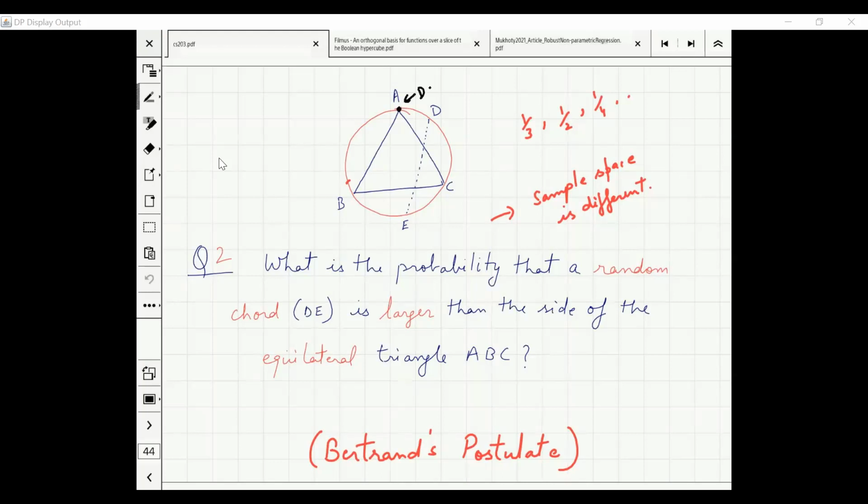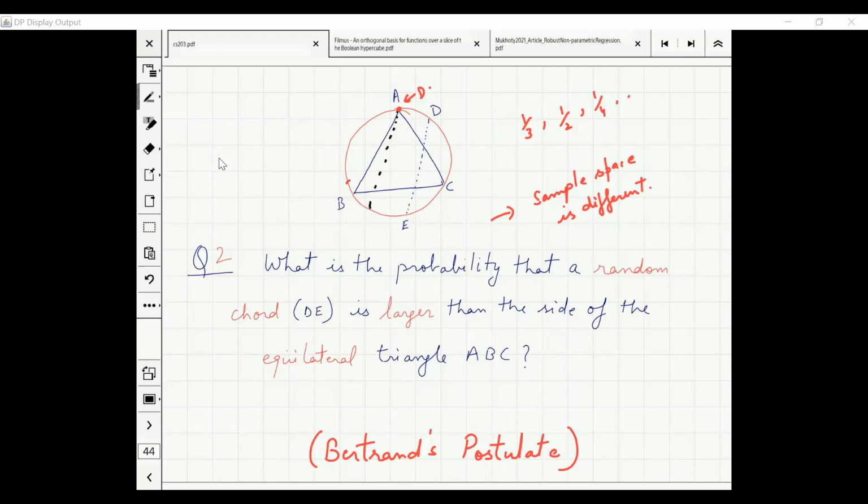The orientation of the triangle is not fixed. I'm worried about the chord. Let's fix one endpoint of the chord, and then I will draw the triangle from there. The length of the side does not change, right? Now, if one endpoint of the chord is fixed, where should E be so that the length of the chord is larger than the side of the triangle? Where should E lie?